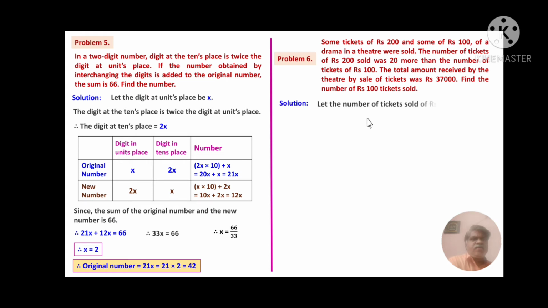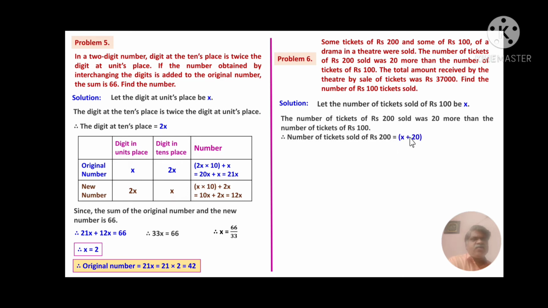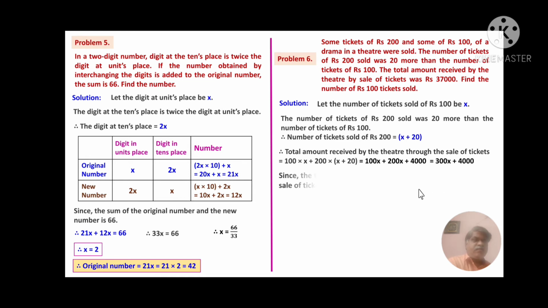Let the number of tickets sold of rupees 100 be x. Since the number of tickets of rupees 200 sold was 20 more than the number of tickets of rupees 100, the number of tickets sold of rupees 200 is equal to x plus 20. Total amount received by the theatre through the sale of tickets is 100x plus 200 into bracket x plus 20, which will become 100x plus 200x plus 4000, that is 300x plus 4000.